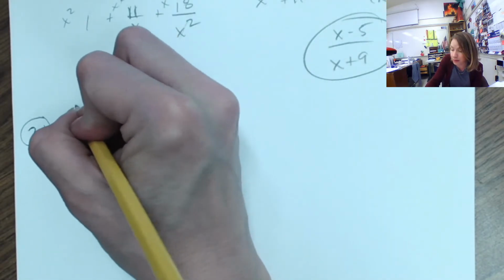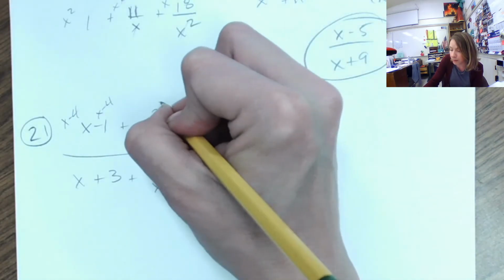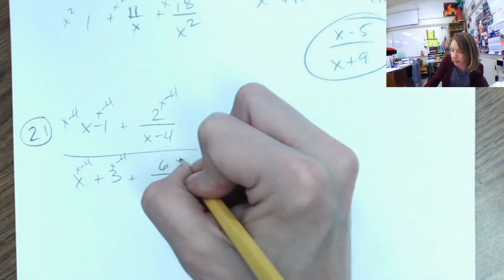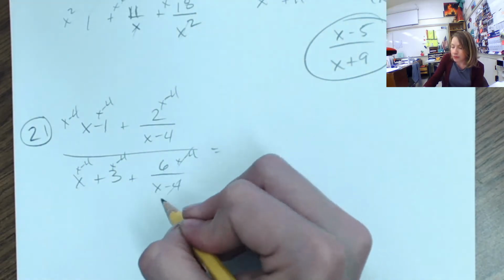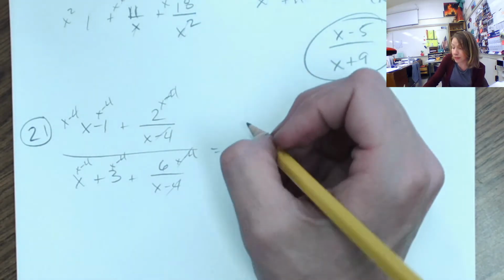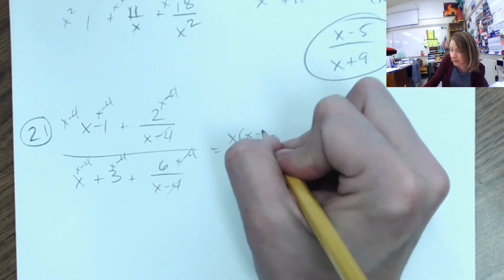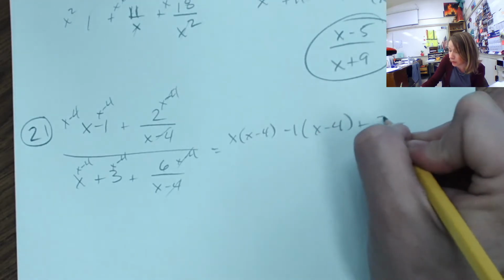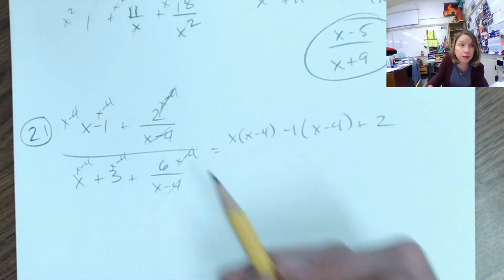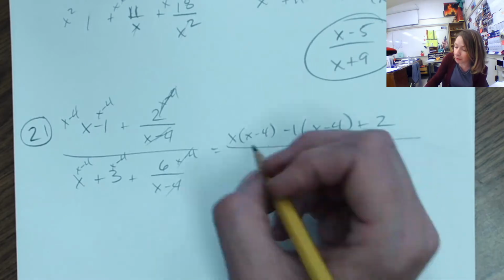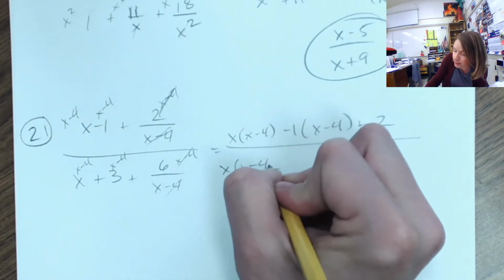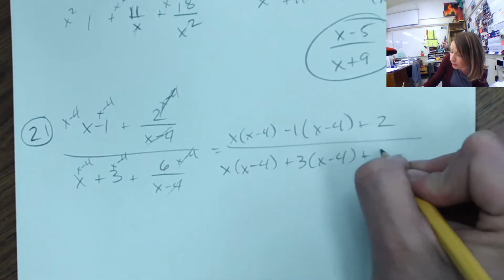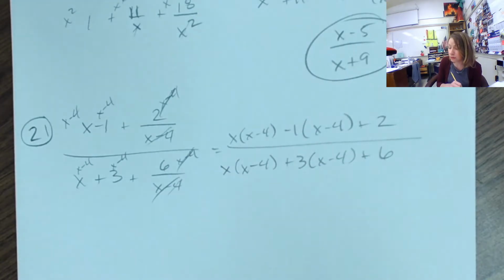So I multiply everything by x minus 4, and those cancel, right? Nothing's going to cancel with here. So on top I've got x times x minus 4 minus 1 times x minus 4 plus 2, because those canceled completely. On the bottom, I've got x times x minus 4 plus 3 times x minus 4 plus 6, because once again, those canceled completely.